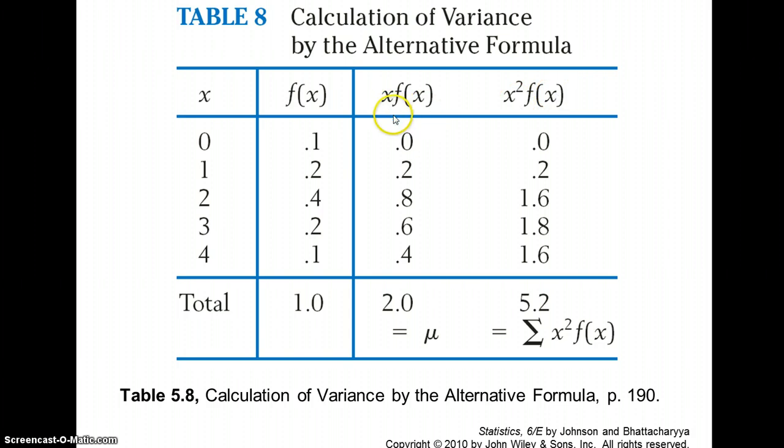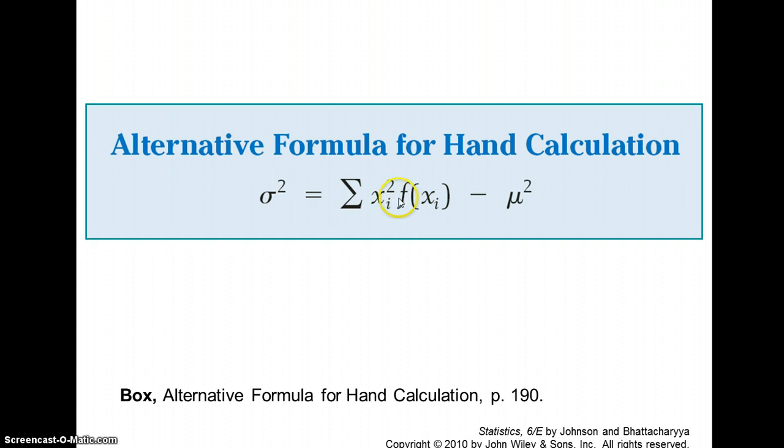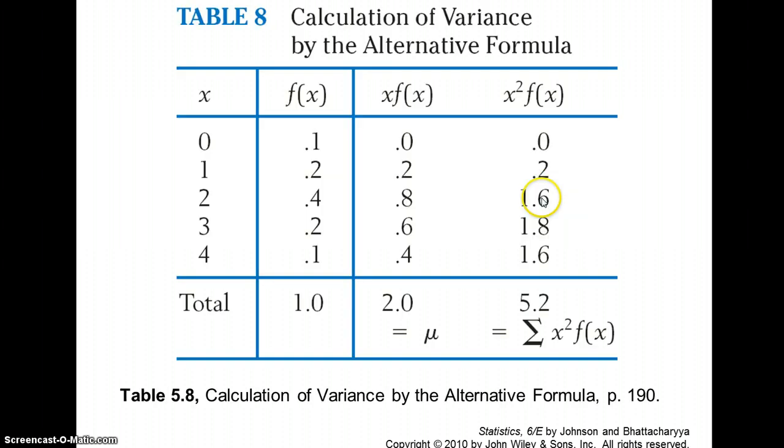We still have to do x times f of x in order to get the population mean, which is the same as before. Each x times its corresponding probability and adding up gives the population mean, and then we take x squared. Be careful, it's different from this column. We square each one to get 0 squared, 1 squared, 2 squared, 3 squared, 4 squared, and times its probability. So that's what we get. And then we add up, we get 5.2. And we take 5.2, look at the formula, take 5.2 minus mu squared.